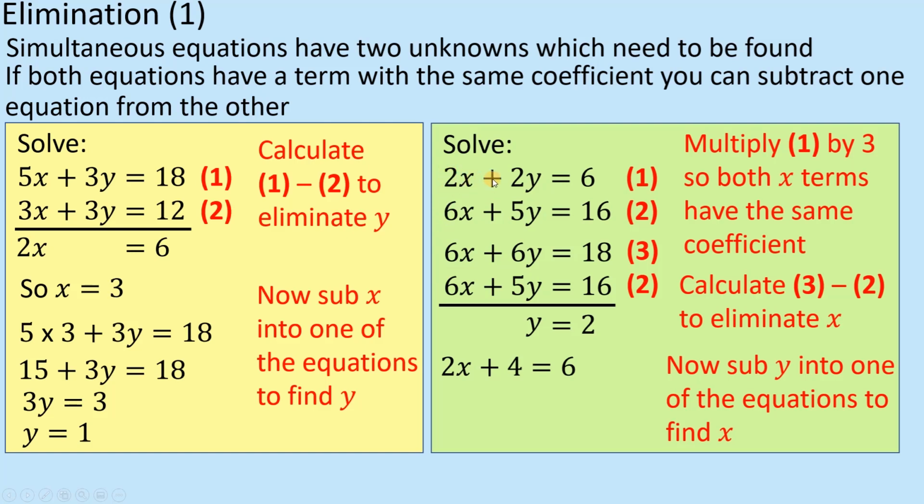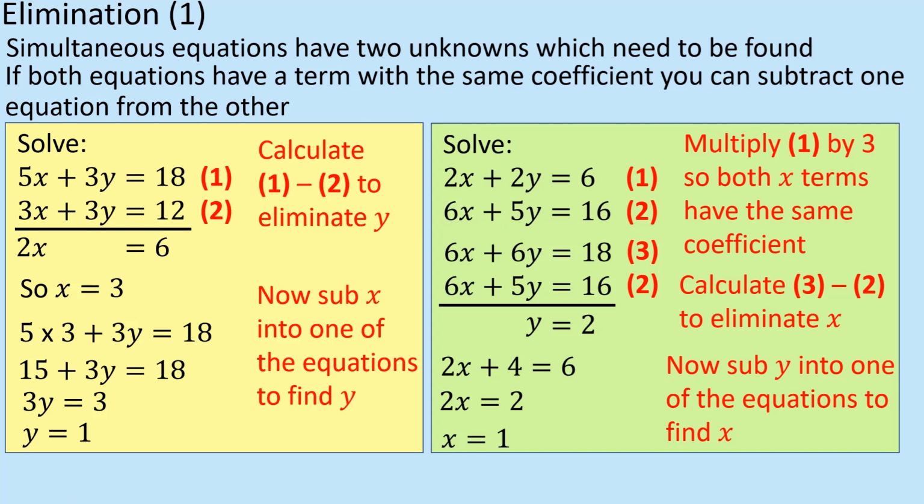So 2x plus 2 lots of 2 is 2x plus 4 is equal to 6. And then rearranging it, so take away 4 from the other side gives you 2. So therefore x is going to be 1. All right, so I've got my two answers here, x equals 1 and y equals 2, and solved.